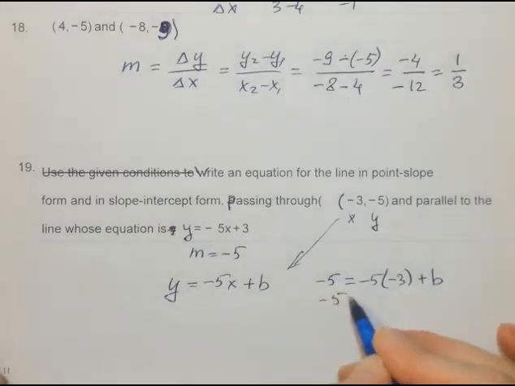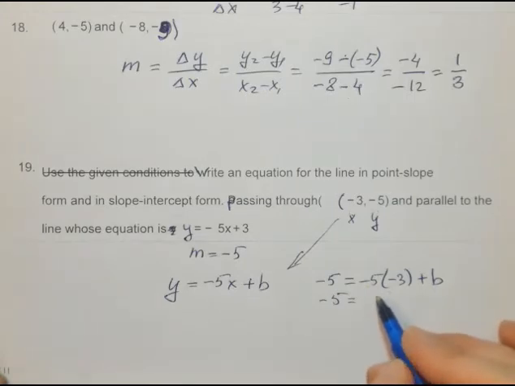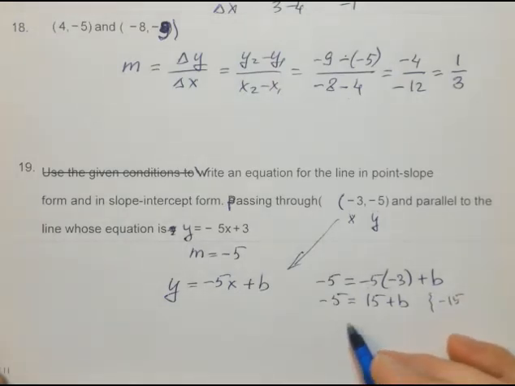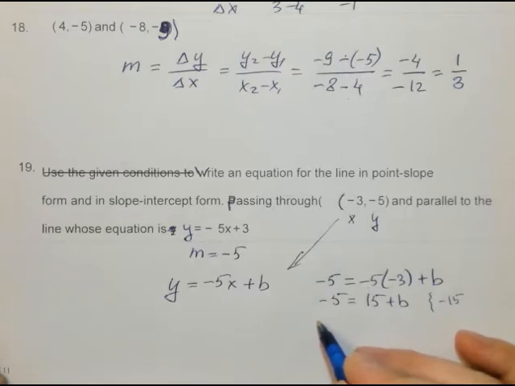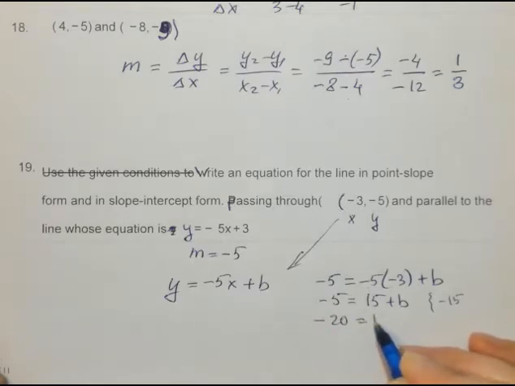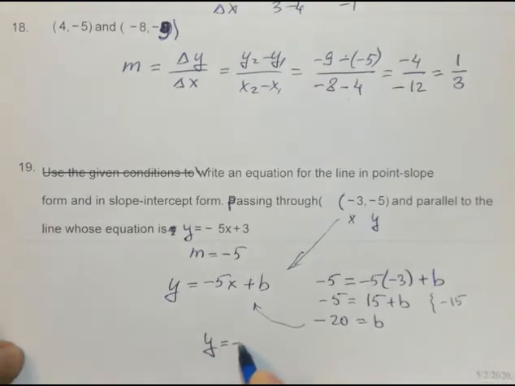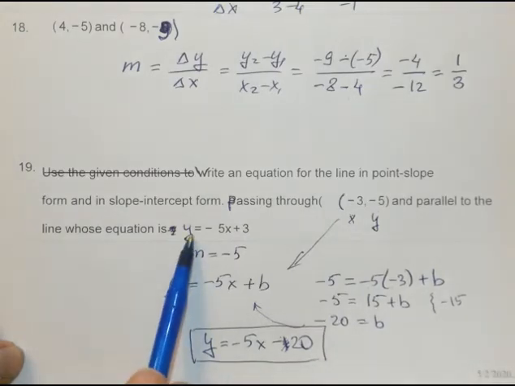So we have -5 equals negative times negative, positive 15, plus b. Subtract 15 from the left and from the right. -5 minus 15, -20 equals b. So substituting this b in the original equation, we get that y equals -5x minus 20, the equation of the line parallel to this line and passing through the point (-3, -5).